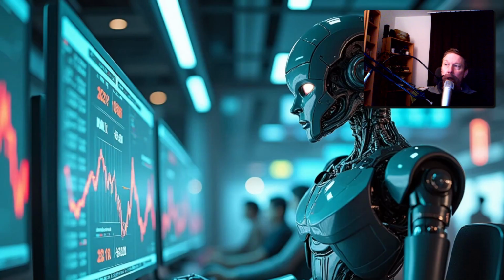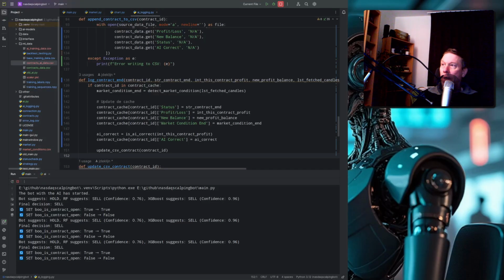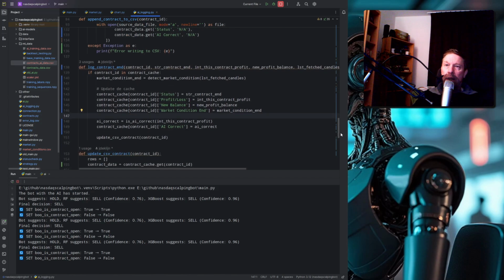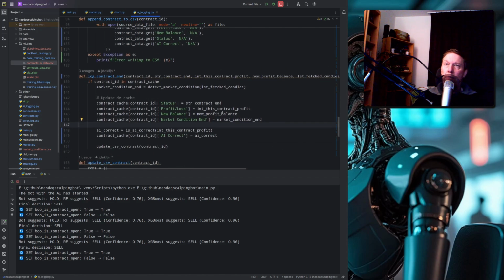And as usual, we start in the code. So let's grab the code and you'll see we are in the logging.py. And I was looking at the logging.py if I could find something what is not right. That's what I'm looking for. The log contract end should update the status, the profit loss, the new balance, and the market condition, and if the AI was correct or not correct.